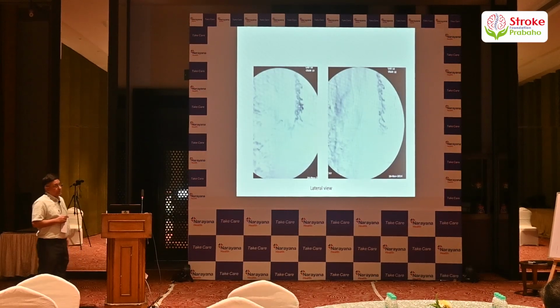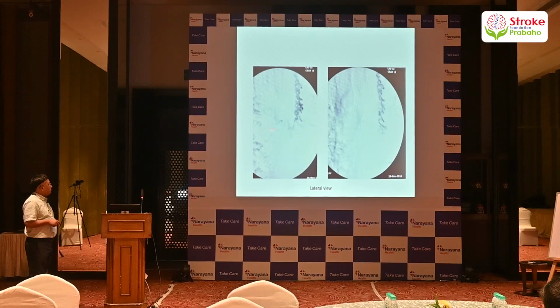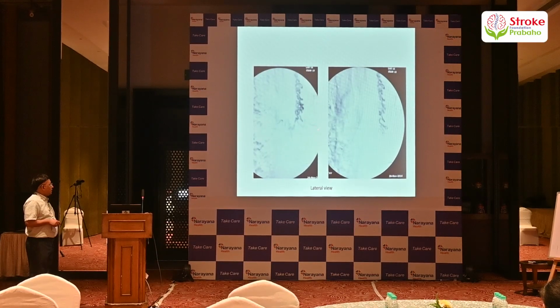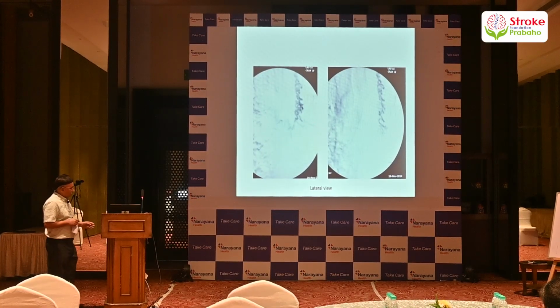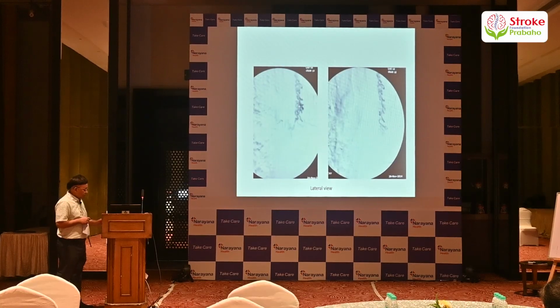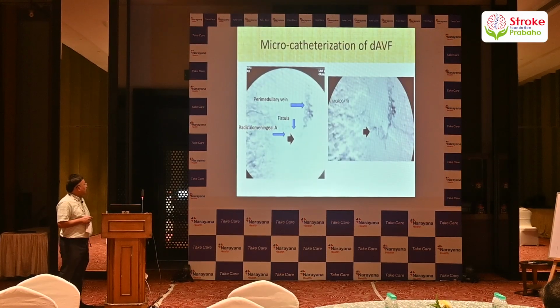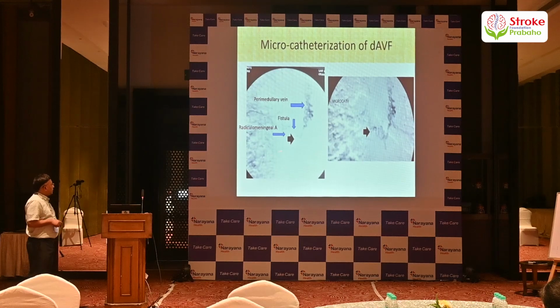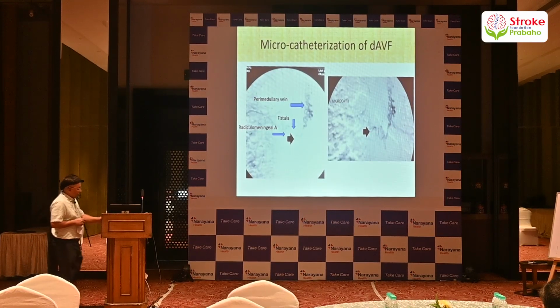This is the lateral view, and it is always very, very important to take a lateral view to know where the fistula is, whether it is ventral or dorsal. So here we can find it is dorsal. So this is our microcatheter near the fistula in the radiculomeningeal feeder. This is the lateral view.